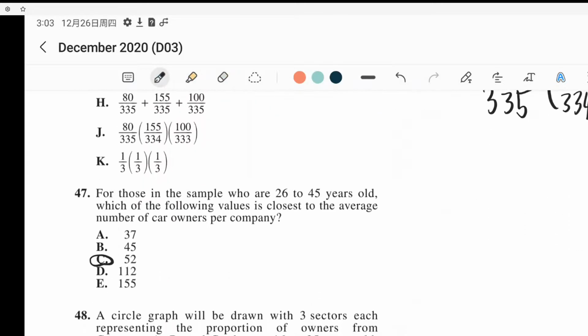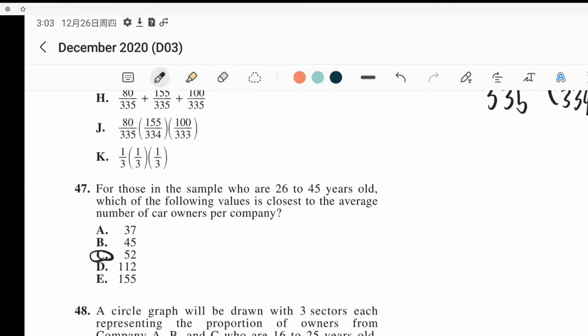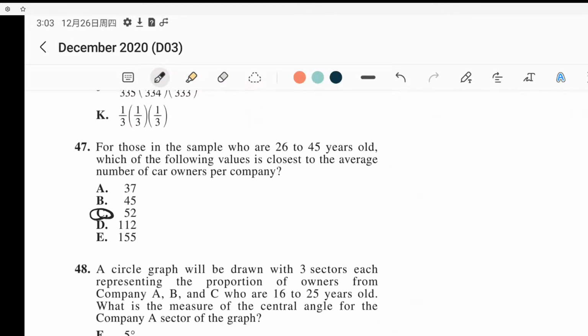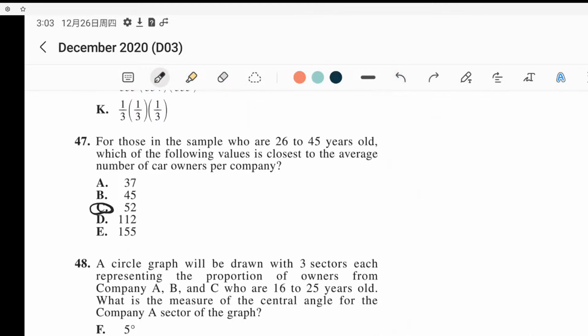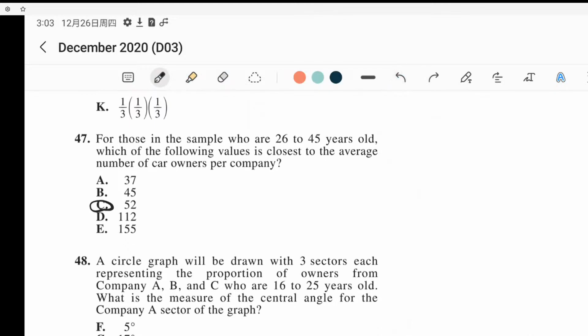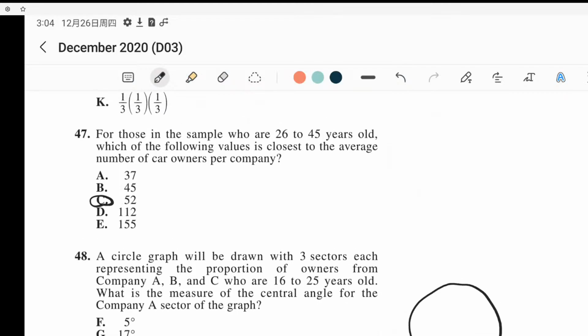We're now going to consider 48. A circle graph will be drawn with three sectors, each representing the proportion of owners from company A, B, and C who are in the A group of the age group. What is the measure of the central angle for the company A sector? That is a very interesting question. So we have to calculate the percentage of each one. This is a pretty tricky question, and this should confuse a lot of people about what it's asking.